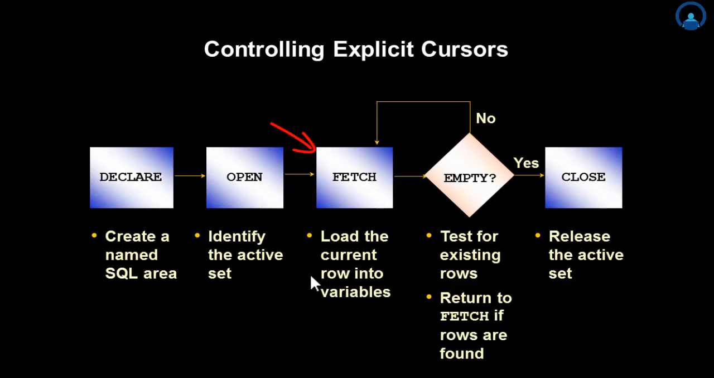Number 3, fetch data from the cursor. In the flow diagram shown on the slide, after each fetch, you test the cursor for any existing row. If there are no more rows to process, then you must close the cursor. Number 4 is close the cursor. The close statement releases the active set of rows. It is now possible to reopen the cursor to establish a fresh active set.